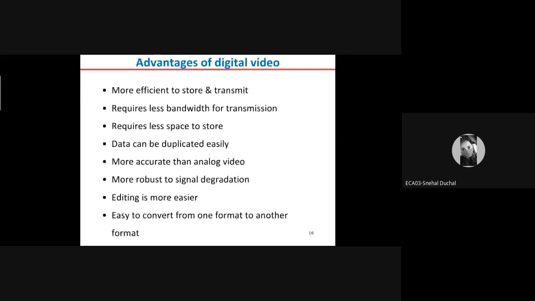Now we'll understand the various advantages of digital video. Have you studied the various advantages of digital video? Who can tell?